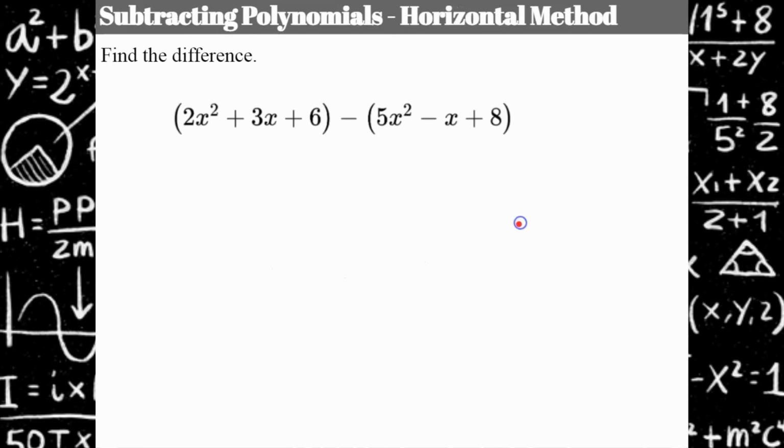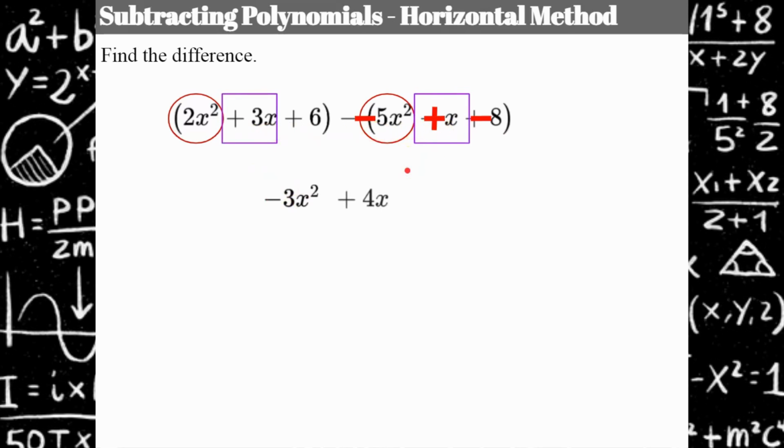All right. Now let's try it the other way. If you're going to do the horizontal method, you've still got to do opposite, opposite, opposite. So negative 5x squared, positive x, negative 8. Now I'm ready to look for like terms. My x squared terms, 2x squared and negative 5x squared, are negative 3x squared. 3x plus x is 4x, and 6 and negative 8 are negative 2. So I get the same solution.